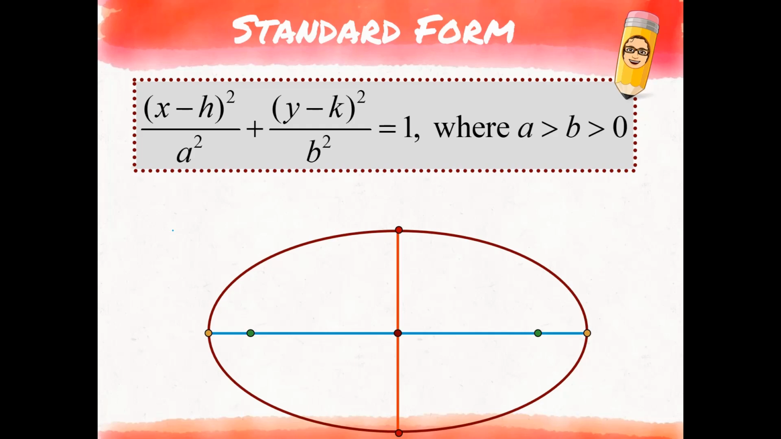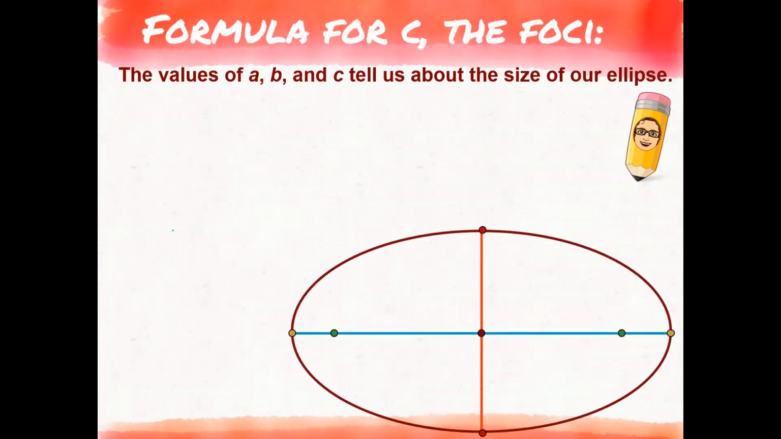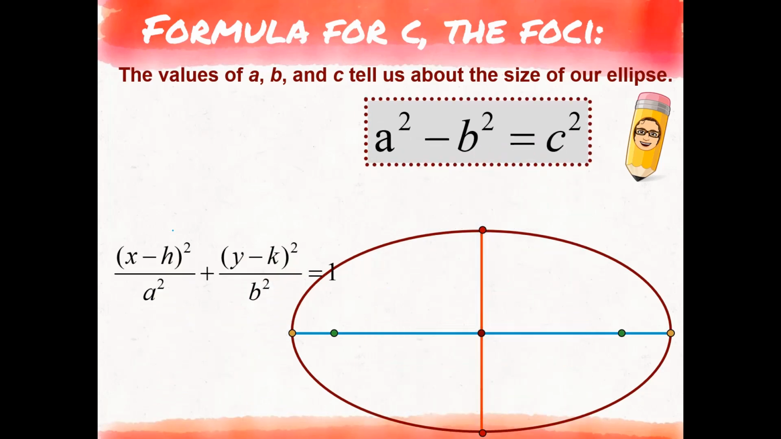Where are they? Because we are assuming h and k is the center, right? But what is this a and this b used for? Well, we need to be able to find those vertices, those covertices, and those foci, or focuses, depending on who you talk to. So the a and the b allow us to find that information. Now, there exists another value, the c value, the formula for c, the foci. They're going to tell us the sizes of our ellipse. There exists our equation for the ellipse right here, and we also have the formula to find c, aka the foci: a squared minus b squared equals c squared.